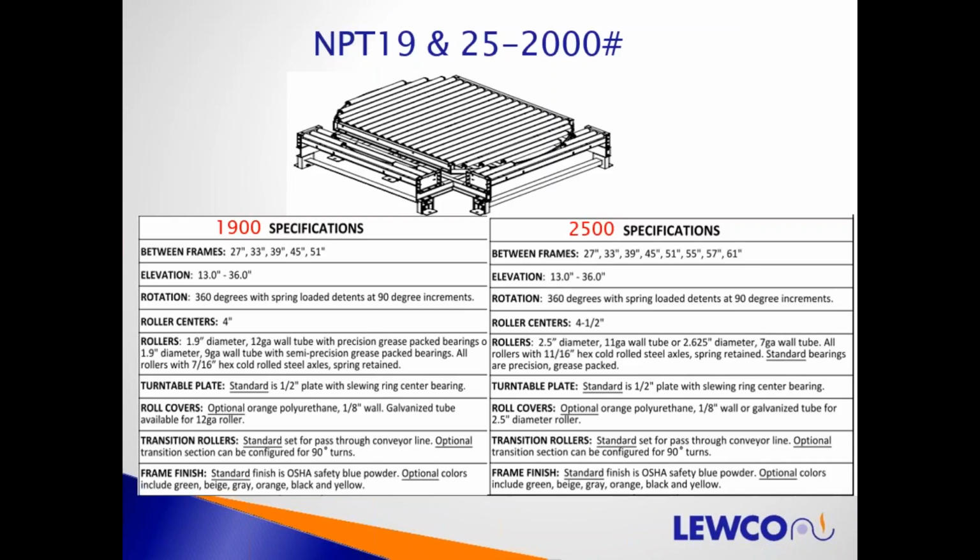And this is the same thing, only our NPT. You can see our elevation. The lowest we can do is 13 due to a beefier construction to allow for wider between frame dimensions. The only difference on these is the rollers between the 1.9 and the 2.5.